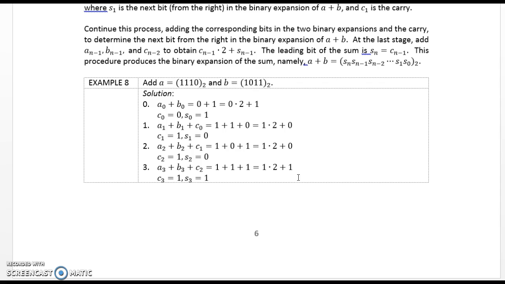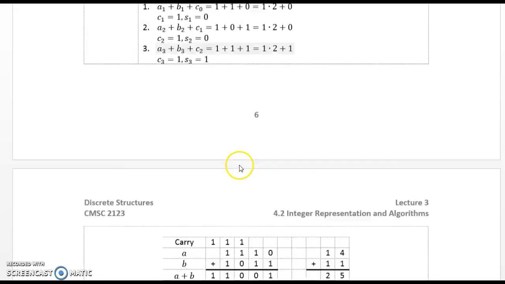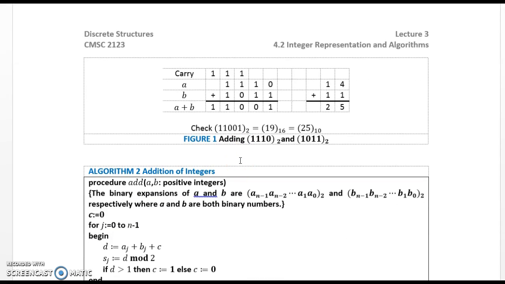A3 plus B3 plus C2 is 111. Add them all together: 1 times 2 plus 1, the carry out is 1 and the sum is 1. So we can see this if we align them up. We have 3 carries, and when we get all done, we have a sum that's 11001, which we convert first to hex, 19 hex, and then to base 10, 25. Then we use our ordinary decimal arithmetic to take a 14, which is our 1110, and 11, 1011, and add it up, and we check.